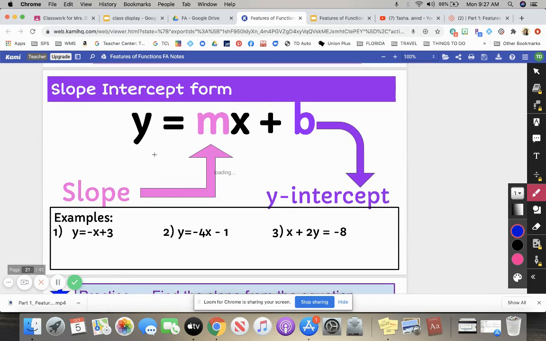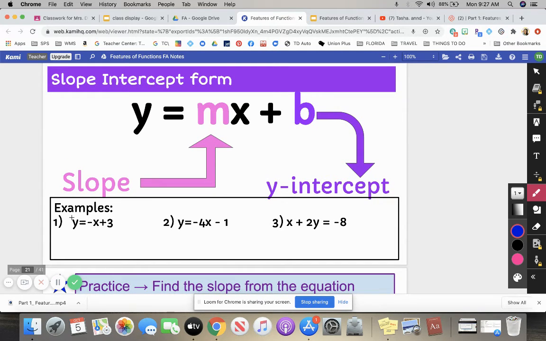Okay, so here are some examples of slope-intercept form. We start with y is equal to negative x plus 3. What is my slope here? It is negative 1. Remember, if there's no number in front of a variable, 1 is invisible. It's implied that it's 1. What is my slope here? My slope here is negative 4, and my y-intercept is at negative 1. For my example number 1, my y-intercept was at positive 3.